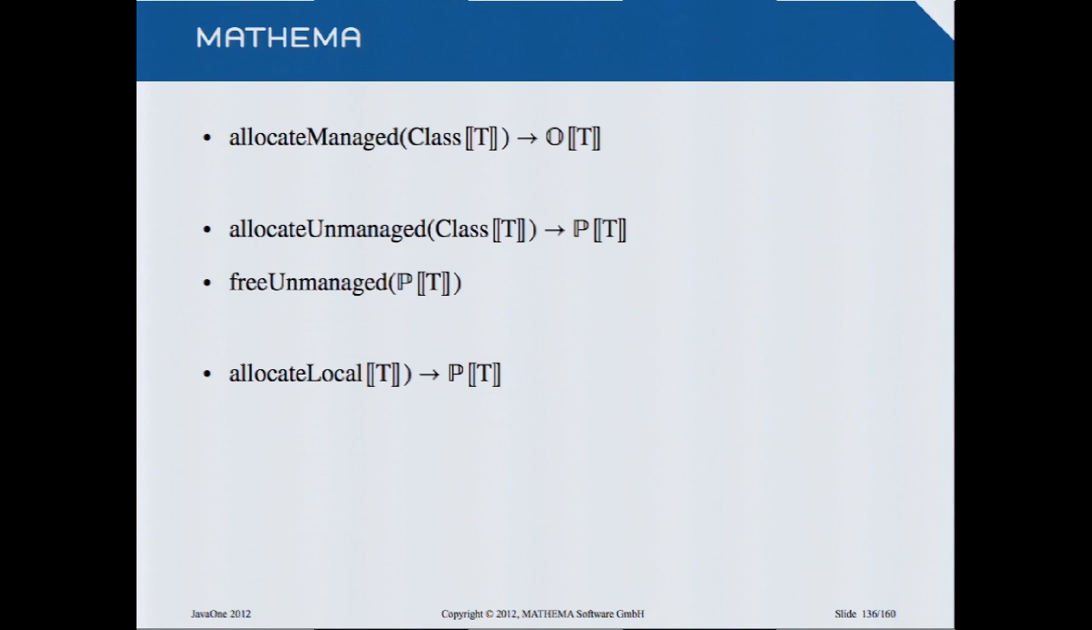Okay. We have 3 ways to allocate memory. Allocate managed. This is what you know from Java, and it will be in the managed memory pool, and you have all the problems you have because it's Java memory, and all the advantages. Allocate unmanaged. This gives you a pointer which has to explicitly be released again. So you have an alloc and a free. And this will return a pointer.